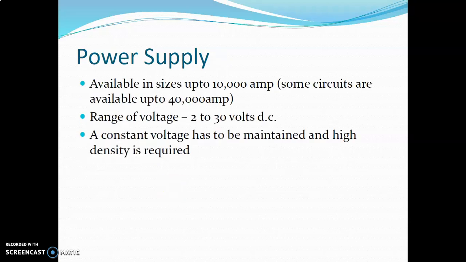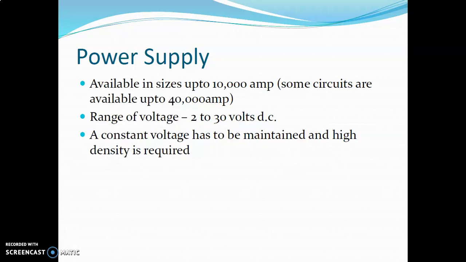Power supply in the electrochemical machining process: we are using a high ampere current, so 10,000 ampere current is used to perform the machining operation. In some cases it may be 40,000 ampere, so that much high current is also used. The range of voltage is very low, 2 to 30 volt.